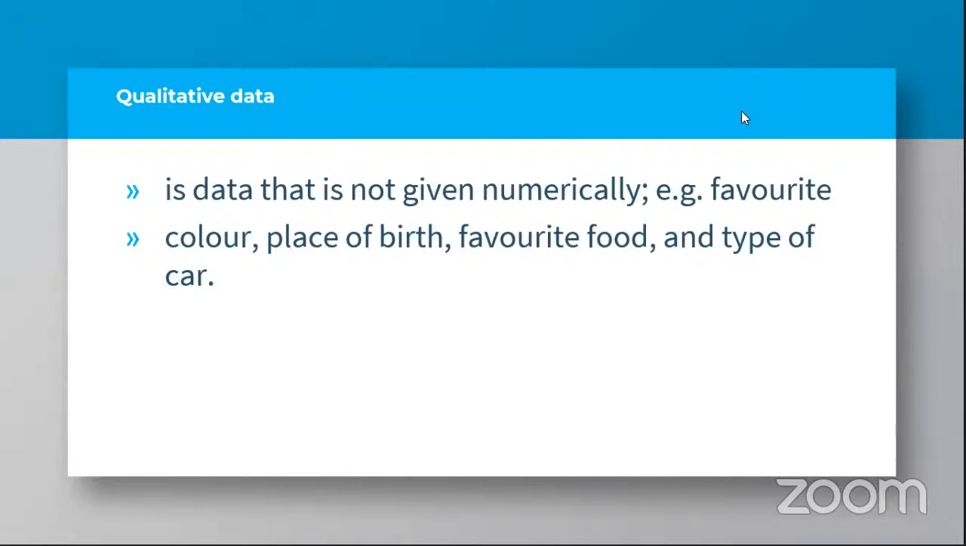Thank you, Martha. Now, this is what we are saying, that qualitative data is the type of data that is not given numerically. Take note of this, not given what? Numerically. Numerically meaning it is not in numbers. So this data is not given in numbers like maybe 1 or 1.2 or 5 or 6. No, it can't be given in that form.